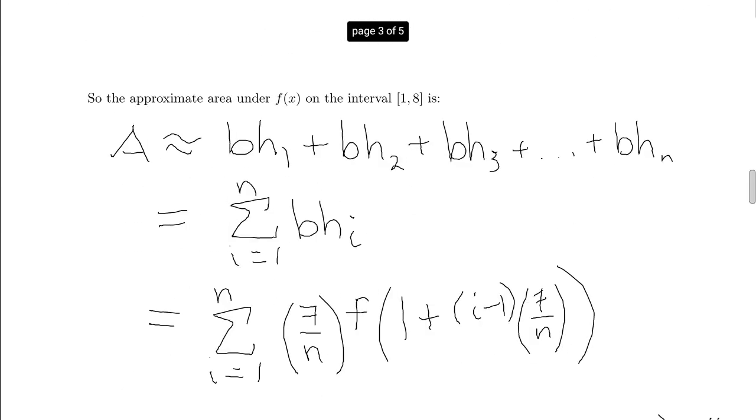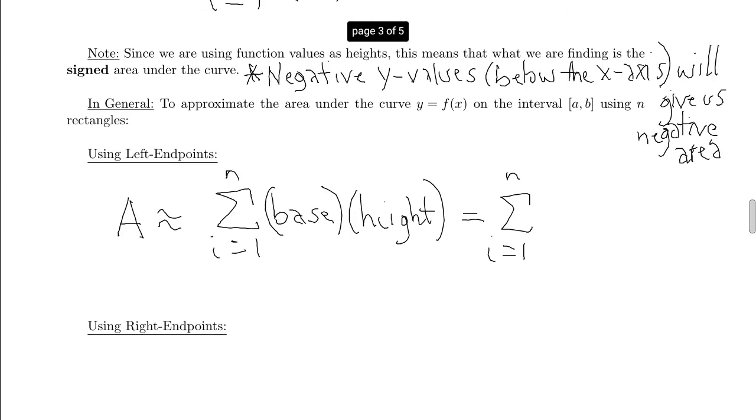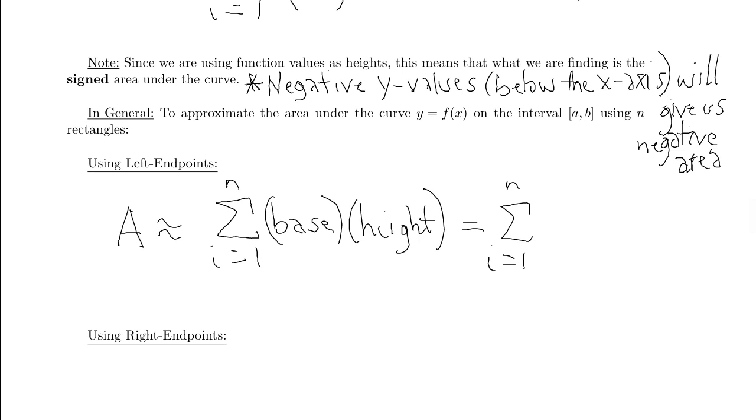So if we now don't know the specific values in the interval, we just know it's a to b, the way that we find the base length is we take b minus a. That's how you find the length of the interval: you take the last value in the interval minus the first one, and you divide it into n pieces. So that's going to be our base length.